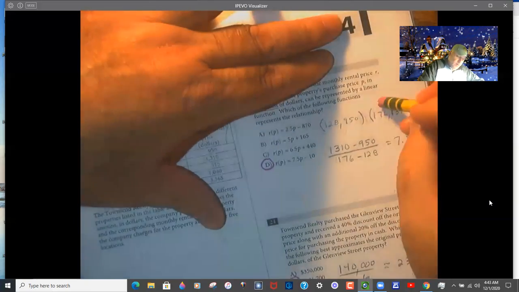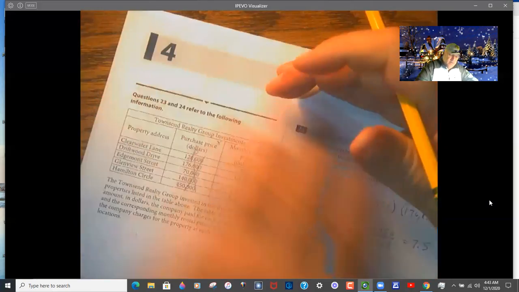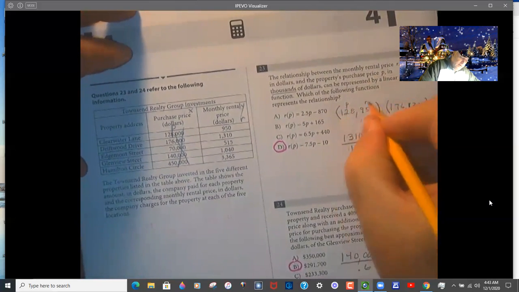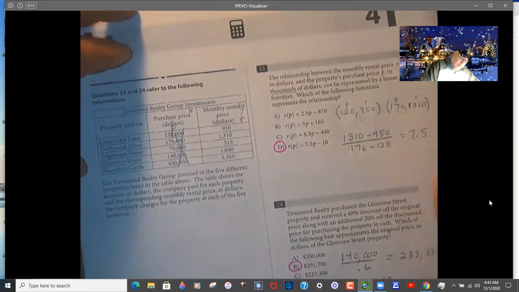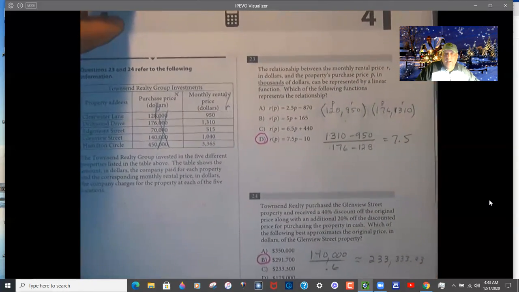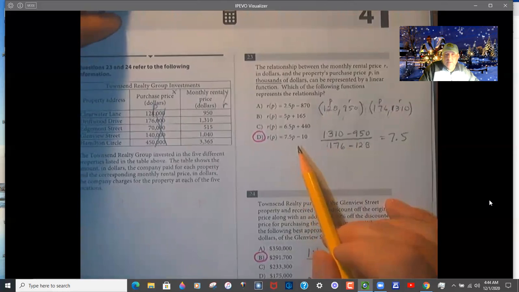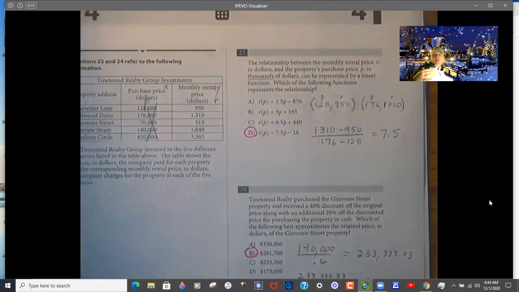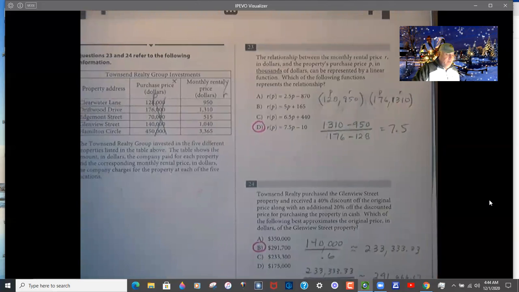You do want to keep the whole XY thing straight. So this is P and then R, P and then R. That's in terms of Y equals, or R equals in terms of P. There, that's right now. So 1310 minus 950 in the top over 176 minus 128 in the bottom. And that's going to give you the slope. That's all you need to do. But the trick of that was you have to lop off the 3 zeros.